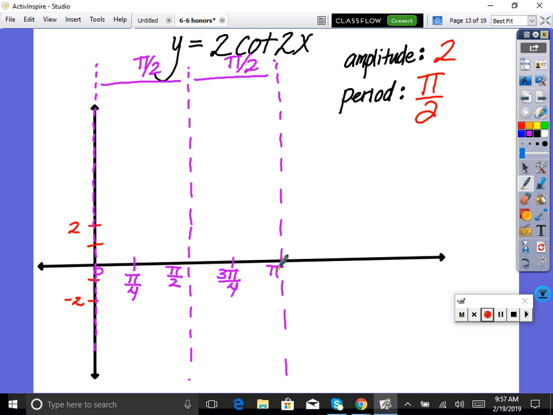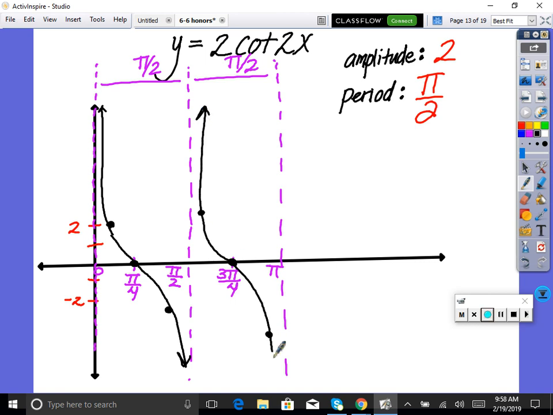Okay, so then from there, 0 will be the halfway mark here, and then cotangent is decreasing, so it'll be up at the amplitude, down at the amplitude. Pretty easy as long as you can remember the specific patterns. Do we have any questions on cotangent? Okay.